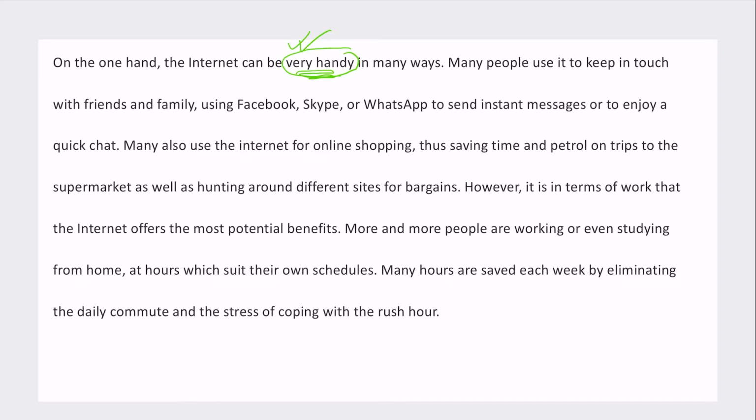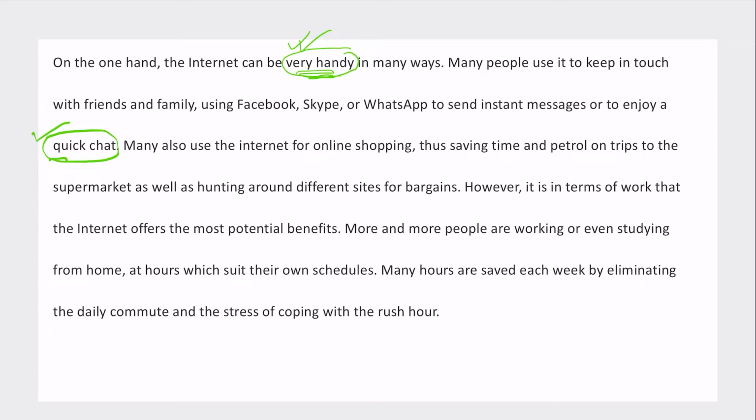Many people use it to keep in touch with friends and family, using Facebook, Skype, or WhatsApp to send instant messages or to enjoy a quick chat. Again, "quick chat," natural sounding phrase, but again, this is feeling a little bit informal, the whole tone of this essay already. So I would just warn this candidate, these kinds of phrases, very nice, very natural, but perhaps better in your speaking section than your writing section.